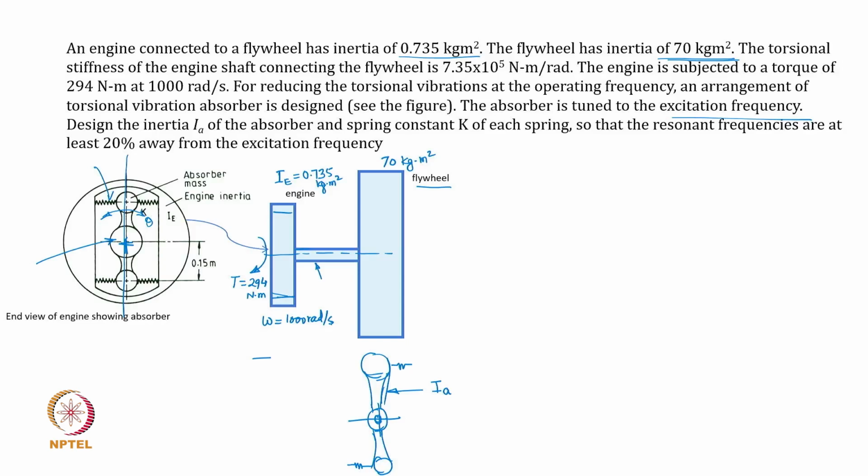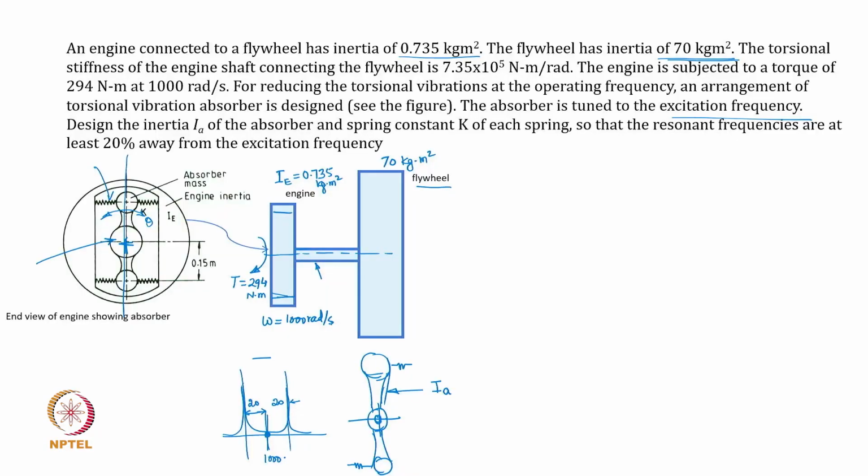So basically what we are trying to ensure is that once you have 2 split torsional natural frequencies or resonance frequencies corresponding to the original operating 1000 radians per second here, the drop in the first one should be 20% away from the original one, and this upper one should be again 20% above the original 1000 radians per second excitation frequency, so that you have a reasonable frequency range to operate. So that is what the problem statement is, okay.